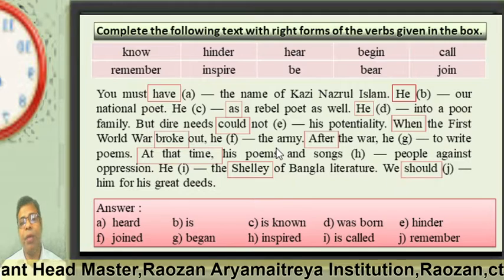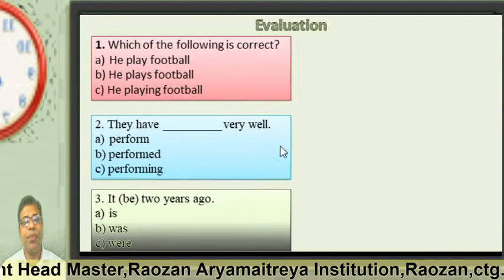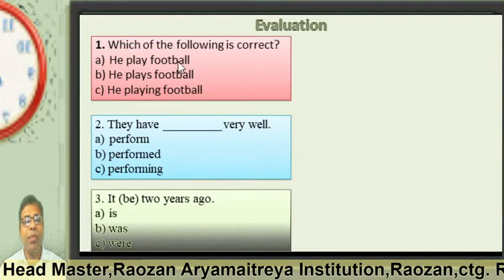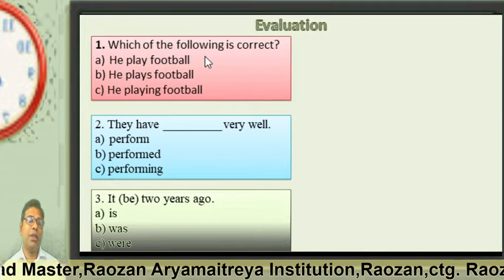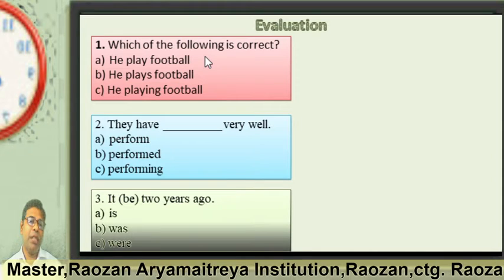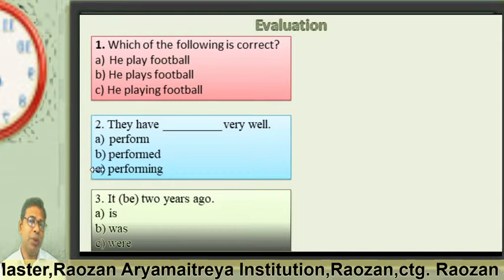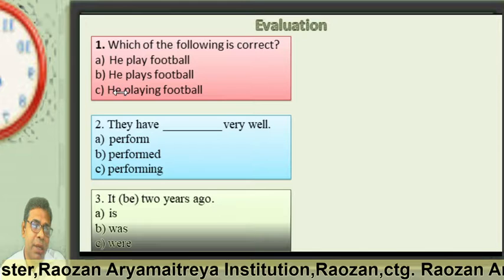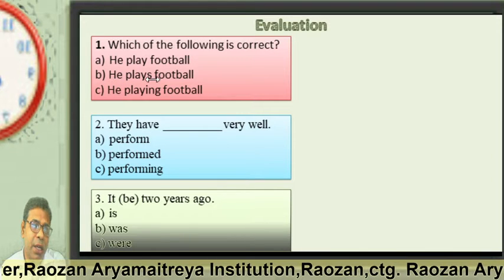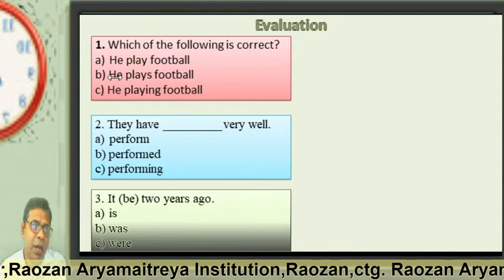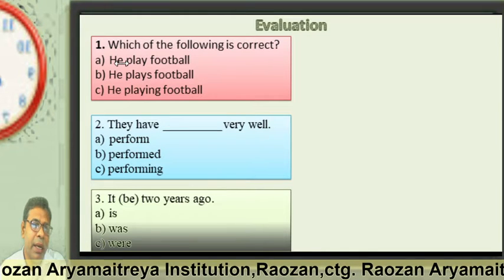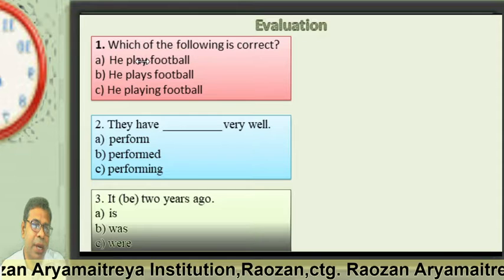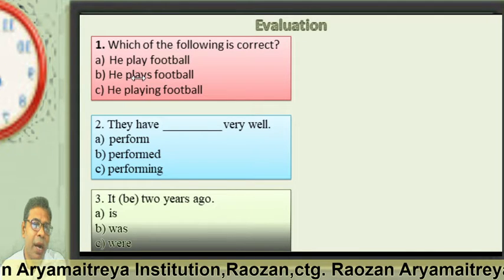So, dear students, match your answers with your exercise. And here is the evaluation. Tell me which of the following is correct. He plays football. He is playing football. There is no ing. He is third person singular, so after third person singular we need to use s or es. And "he played" is a mistake. So B is the right one.